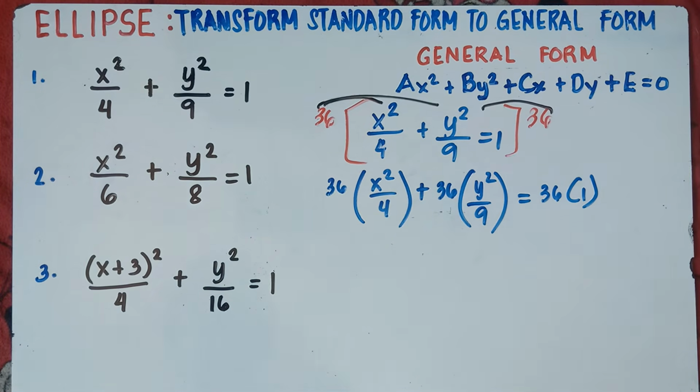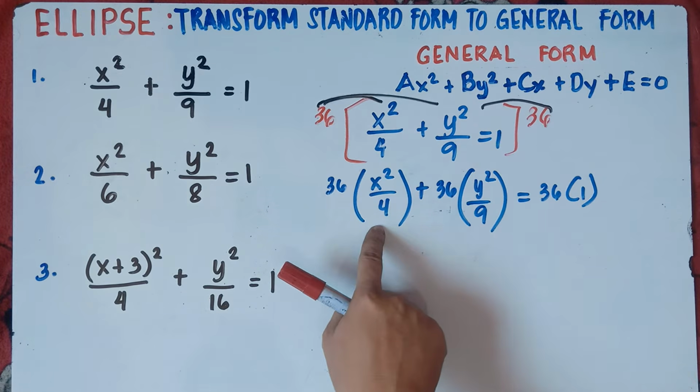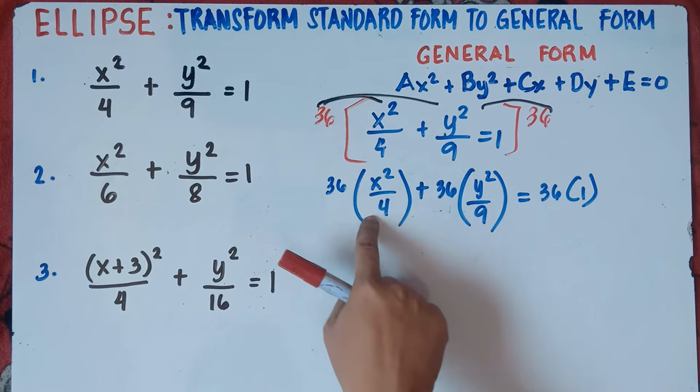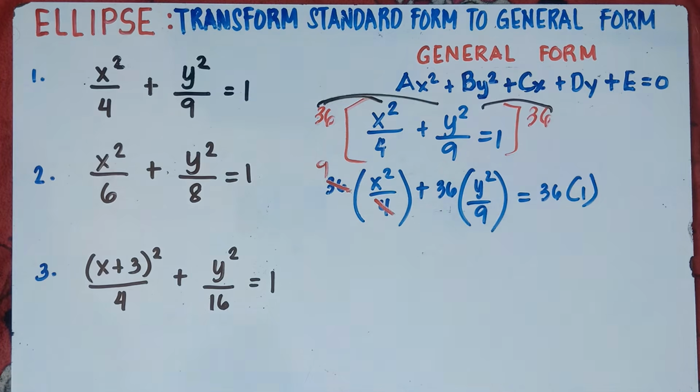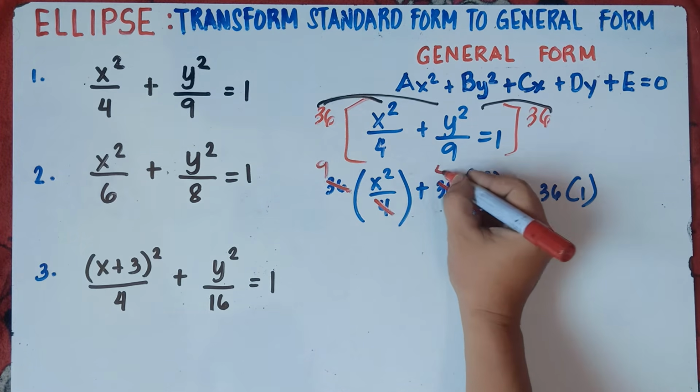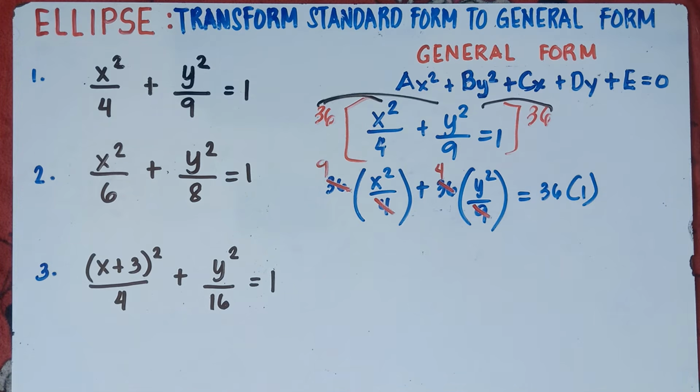Alright, and then can we divide 36 by 4? Yep, we can reduce this one. 36 divided by 4 is 9, so this will be 9. 36 divided by 9 is 4. Alright, so we just eliminated the denominators.